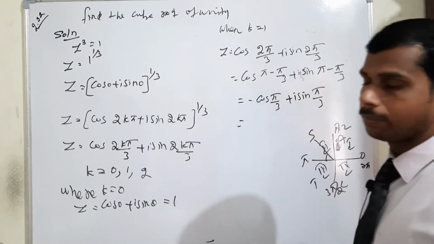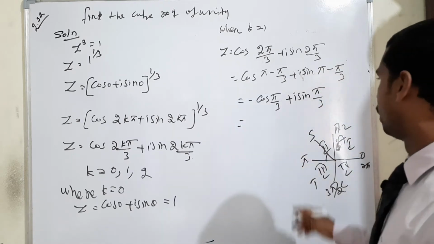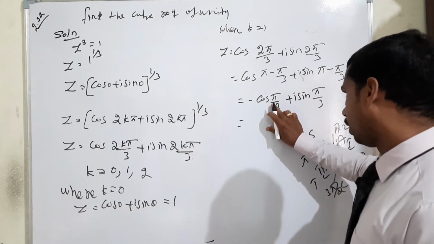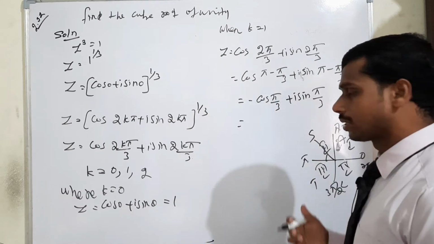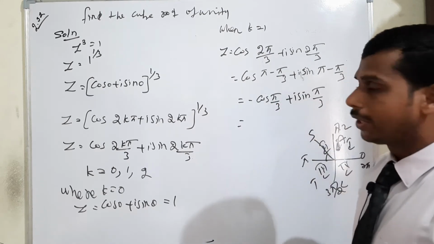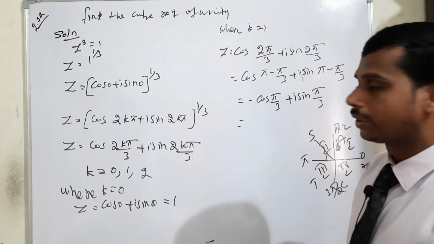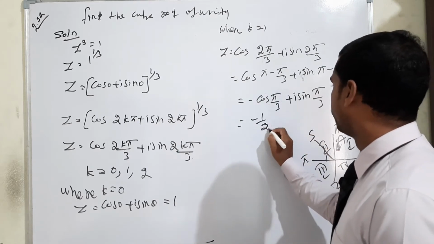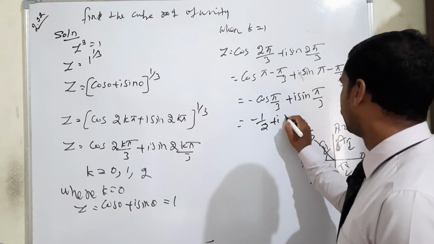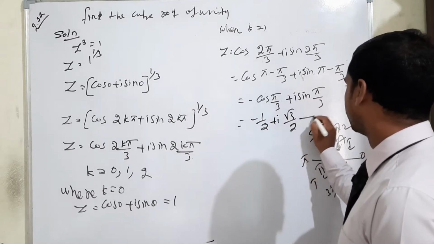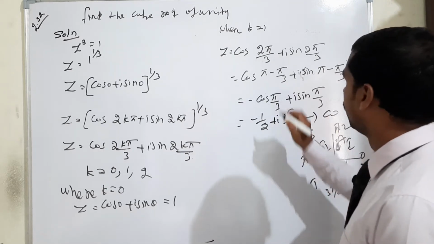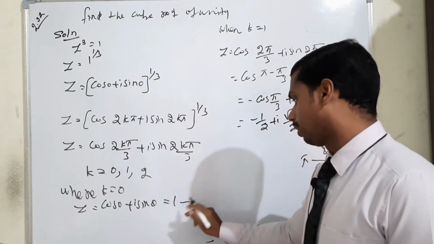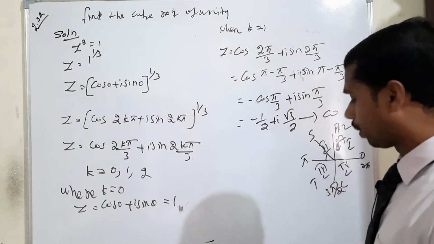Therefore, cos pi by 3 is cos 60, and sin pi by 3 is sin 60. Cos 60 has value 1 by 2, sin 60 has value root 3 by 2. So minus 1 by 2 plus i root 3 by 2. This is considered for omega. The first term is considered for the value 1, the second term is considered for omega.